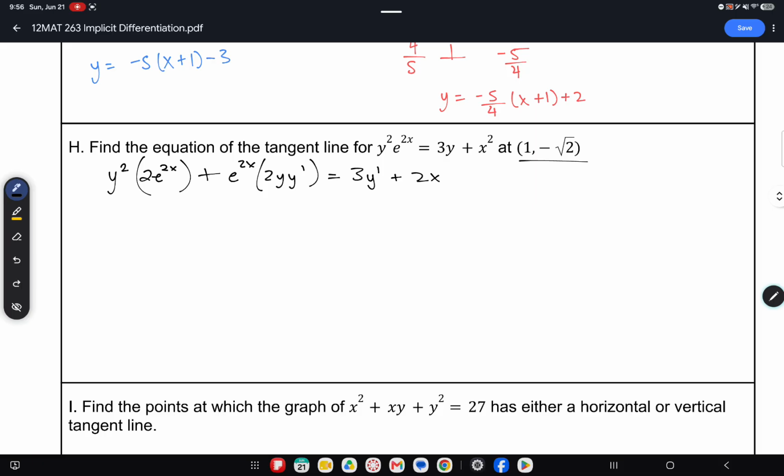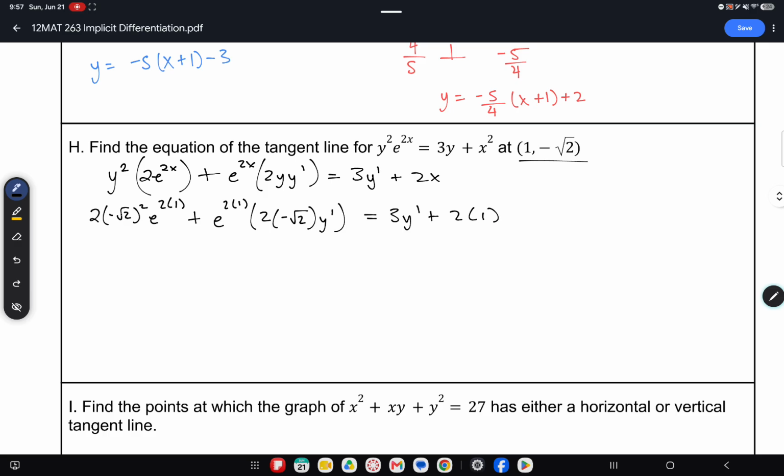All right, got a lot going on here. Just because I have the point already, I might just go ahead and plug everything in and then isolate the y prime at the end, because that's something we can do. So that's 2 times y squared, so negative root 2 squared, times e to the 2 times 1, plus e to the 2 times 1 times 2 times negative root 2 times y prime equals 3y prime plus 2 times 1. Let's see what we can do here.